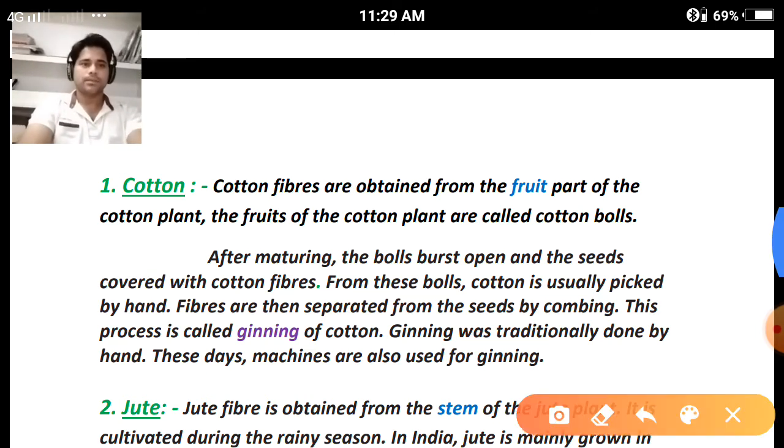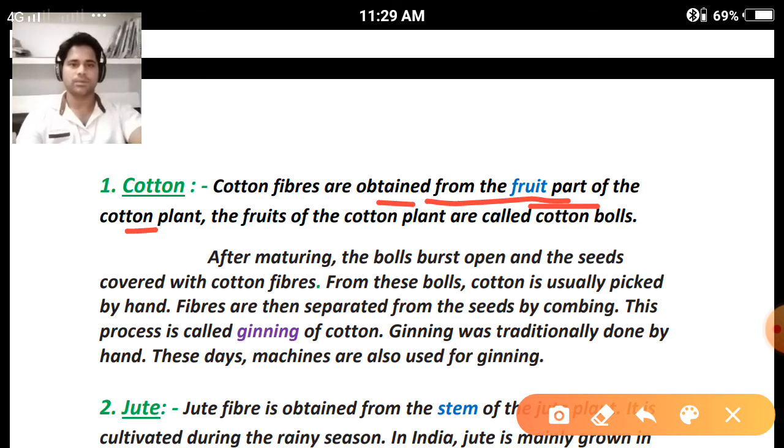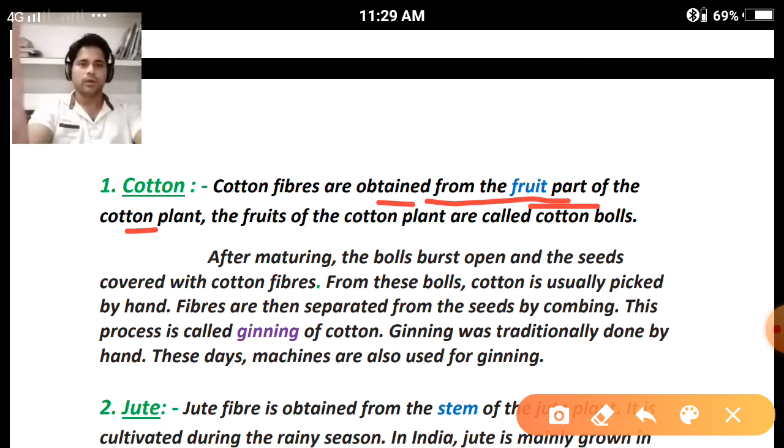Cotton fibers are obtained from the fruit part of the cotton plant. This line is very important. You have to remember which part of the plant is responsible in the cotton plant to produce the cotton fibers. So we will write fruit part of the plant. Clear? Next, the fruits of the cotton plant are known as cotton balls.